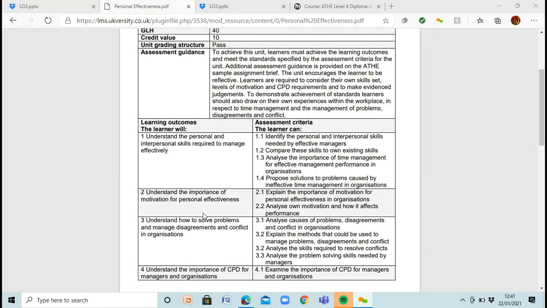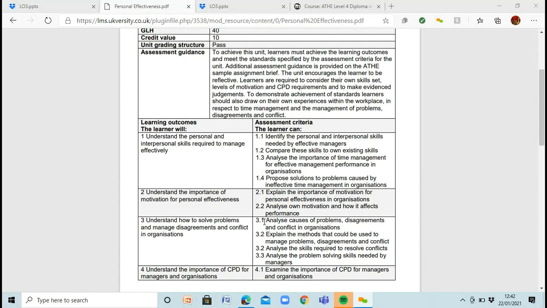So we looked at learning outcome 1, and then learning outcome 2, understand the importance of motivation for personal effectiveness. And today we're going to look at learning outcome 3, understand how to solve problems and manage disagreements and conflict in organizations. This learning outcome has 4 assessment criteria. They've just been numbered wrong on here for some reason, but we'll get that sorted out.